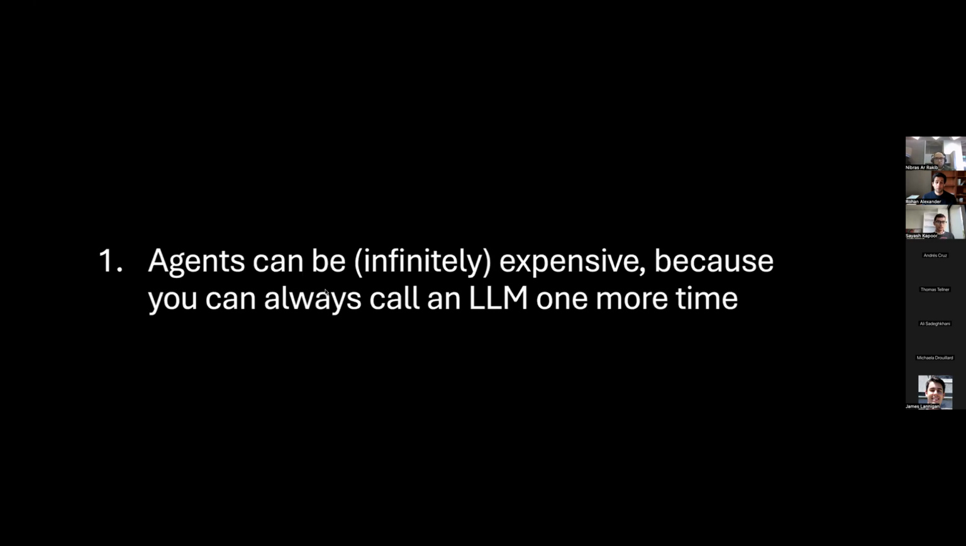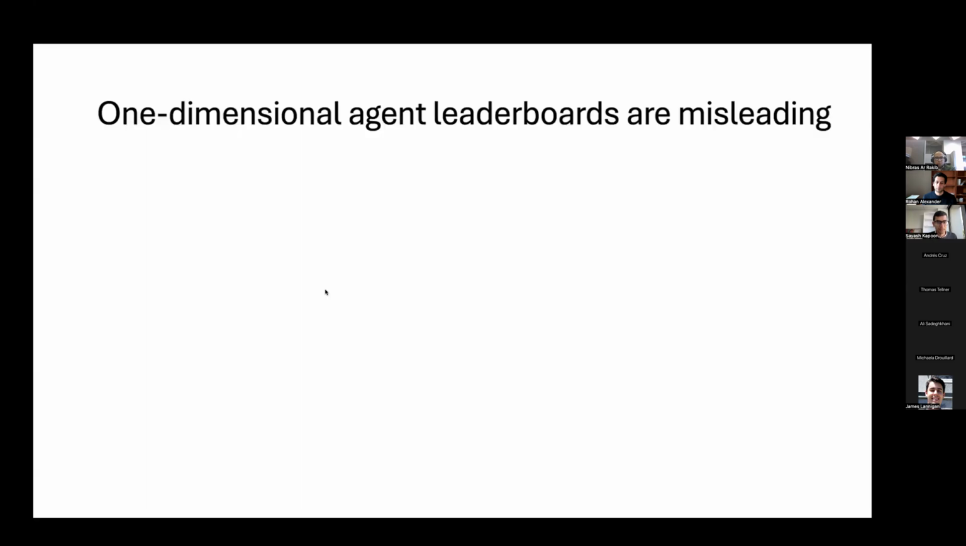Okay, so the first surprising thing is that agents can, at least in theory, be infinitely expensive. They can cost an infinite amount of money to run because you can always call a language model one more time. And as a corollary of that, we can think about this one-dimensional leaderboard that is often used to talk about language model performance. For example, benchmarks like HumanEval for code generation or MMLU for knowledge understanding might not be the best fit for evaluating AI agents.